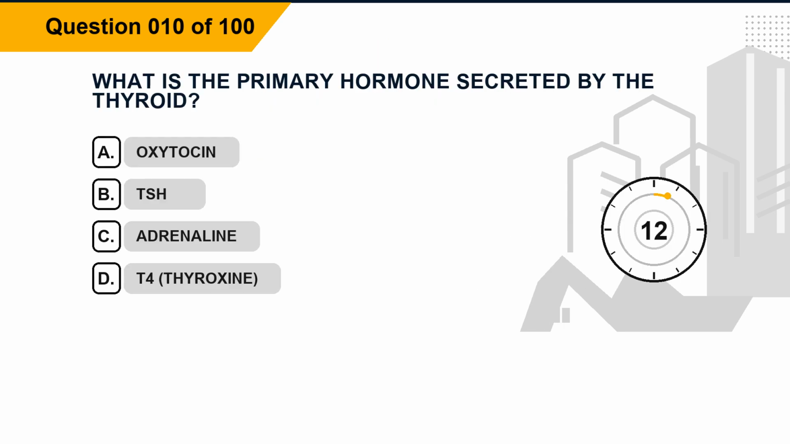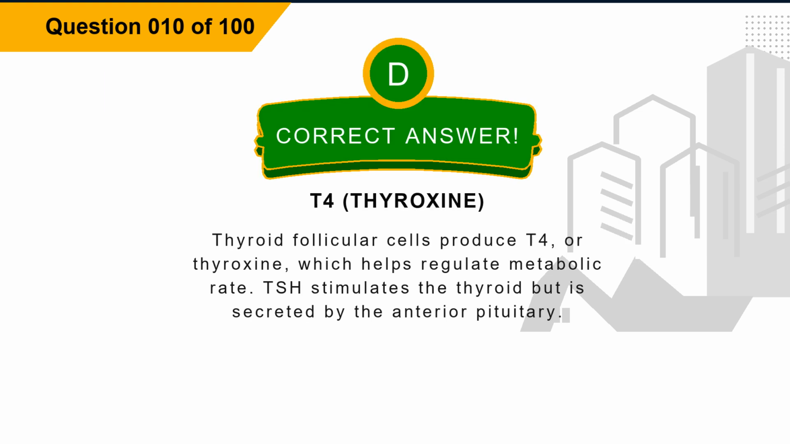Question 10. What is the primary hormone secreted by the thyroid? Option A, oxytocin. Option B, TSH. Option C, adrenaline. Option D, T4, thyroxine. The correct answer is option D, T4, thyroxine. Explanation. Thyroid follicular cells produce T4, or thyroxine, which helps regulate metabolic rate. TSH stimulates the thyroid but is secreted by the anterior pituitary.